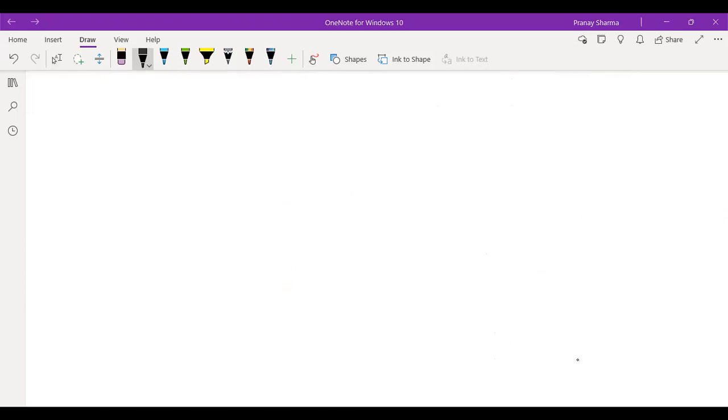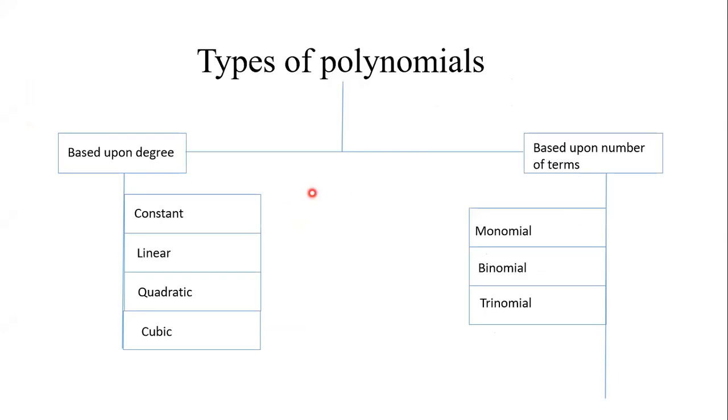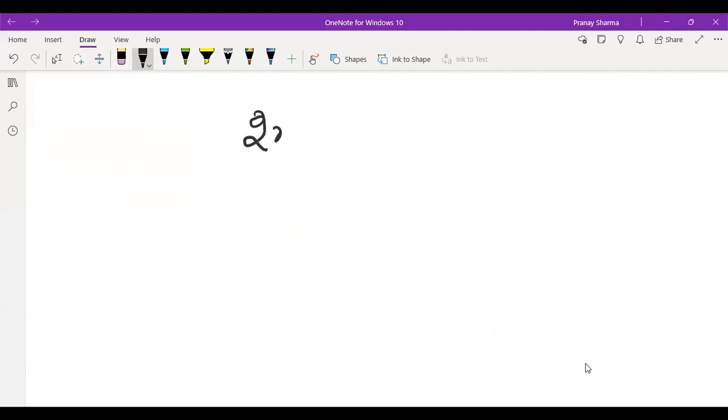Let us jump to the introductory slide again. Now we will be seeing types of polynomials. We will have polynomial classification based upon degree and based upon the number of terms. So let us move to OneNote again for this explanation. Let us consider an example, 2x minus 2. Now the highest power here is 1. This is p of x. If the power is 1, we call that particular polynomial linear in nature. So this is a linear polynomial.